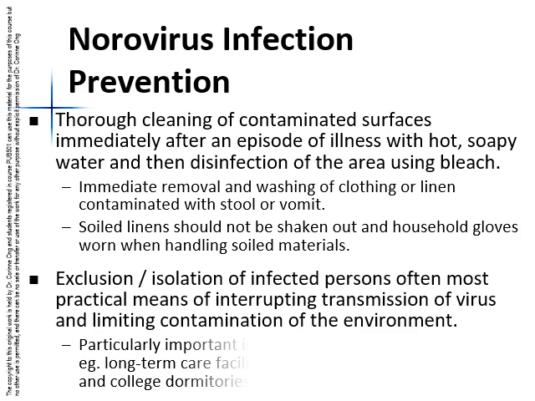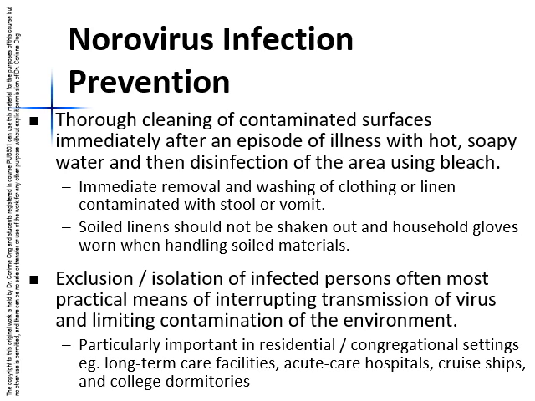To prevent further transmission, especially in an outbreak situation, thorough cleaning of contaminated surfaces immediately after an episode of illness with hot, soapy water, and then disinfection of the area using bleach needs to be carried out. Soiled clothing and linens need to be removed and washed, and gloves should be worn when handling soiled materials. Infected individuals should be either excluded or isolated from others, especially in residential or congregate settings, such as long-term care facilities, acute care hospitals, cruise ships, and college dormitories, as these have been shown to be the most practical and effective means of interrupting transmission of the virus and limiting contamination of the environment.